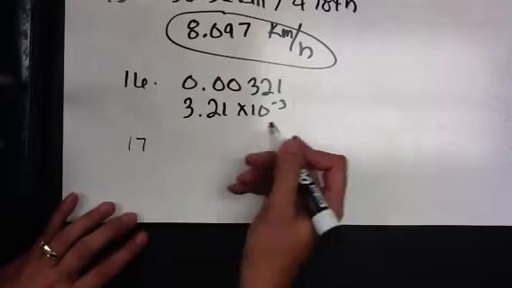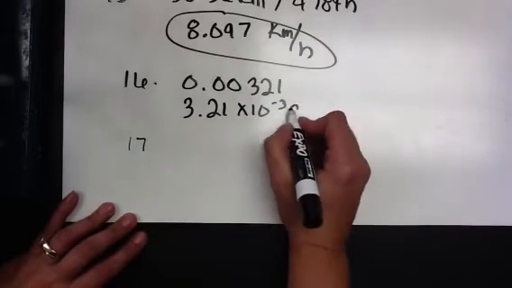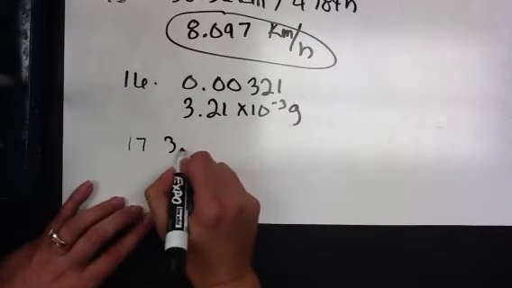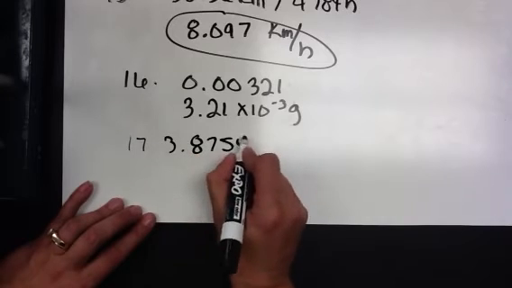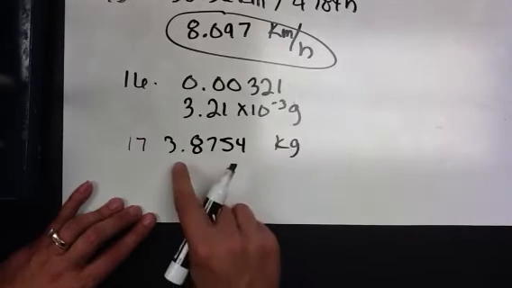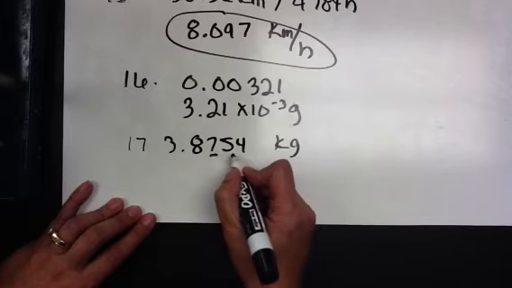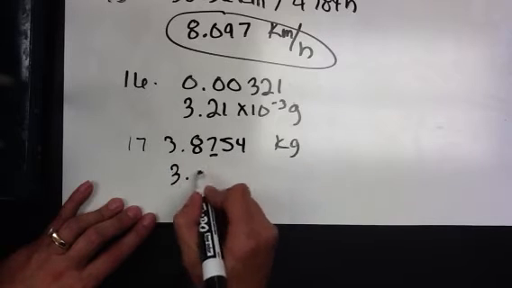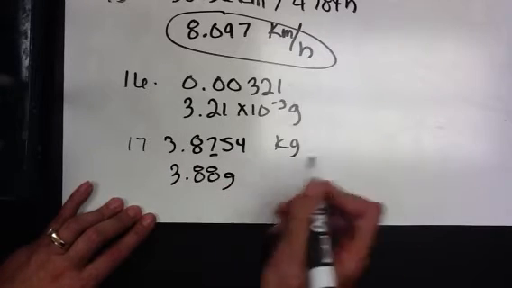Number 17, and grams, sorry, I forgot to put the label back on there. Number 17, we had 3.8754 grams. So if we're going 3 places, 1, 2, 3. I look at the number behind, 5 is going to make him go up, so 3.88 grams.